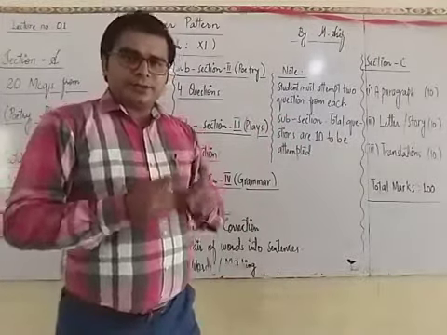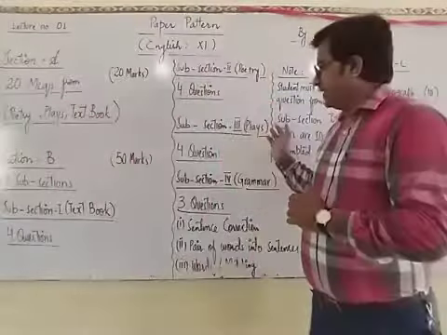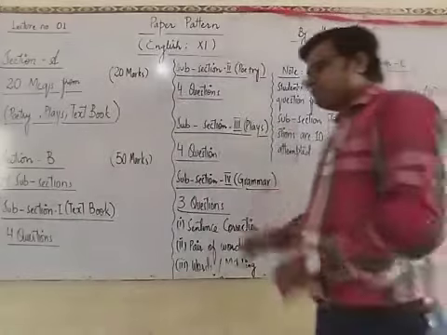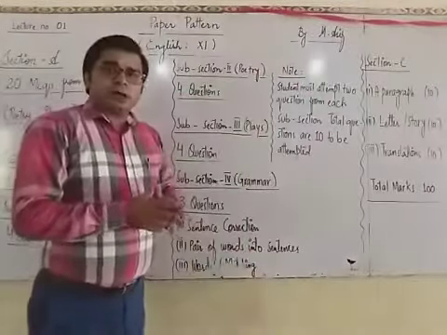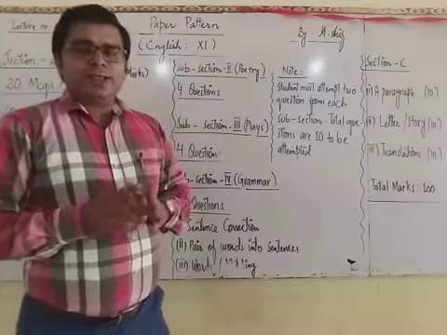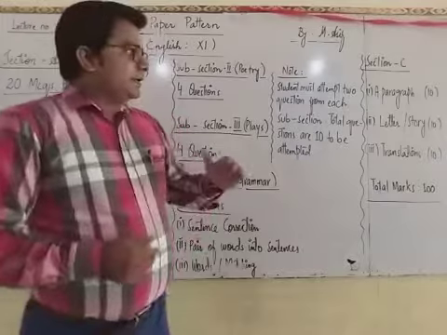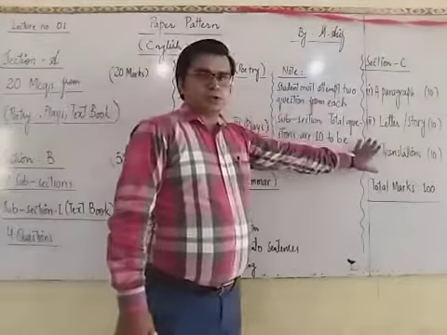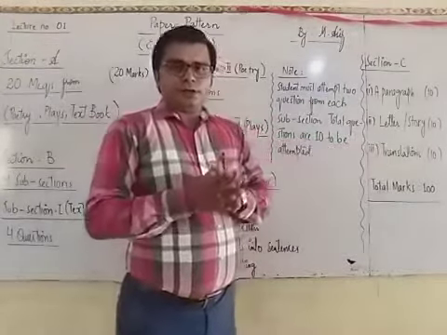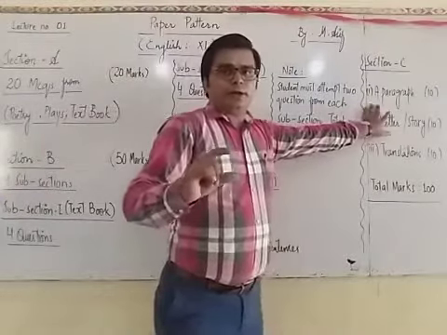Now we are moving towards section C. What is in this section? Section C is called detailed questions and answers. Section C is a detailed question answers part. Here 3 questions are to be attempted. The first question that you have to attempt is a paragraph.